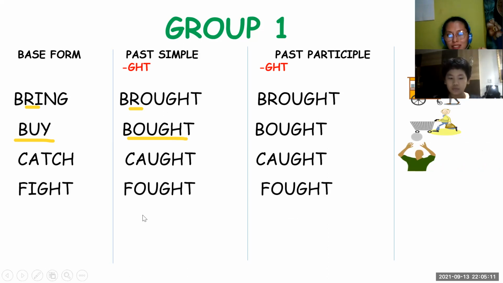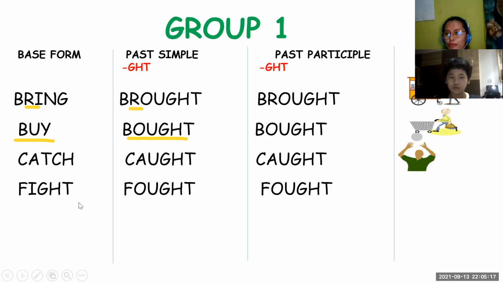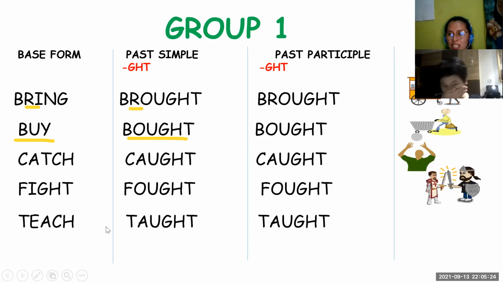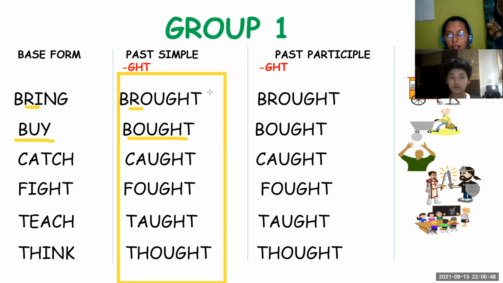Fight is fought. Next one, teach. That is taught, taught. Okay, then think. That is thought. So try to familiarize this together with the spelling because we will use that for our drills here. Brought, bought, caught, fought, taught, thought. Okay. Another one here.